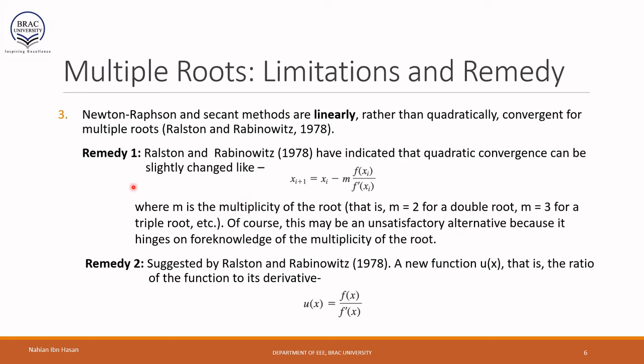But there is an alternative, which is remedy 2, that we are using here. Ralston and Rabinowitz also proposed in 1978 a new function u of x, which is the ratio of the function and its derivative. They define this new function u of x as f of x divided by f prime of x.